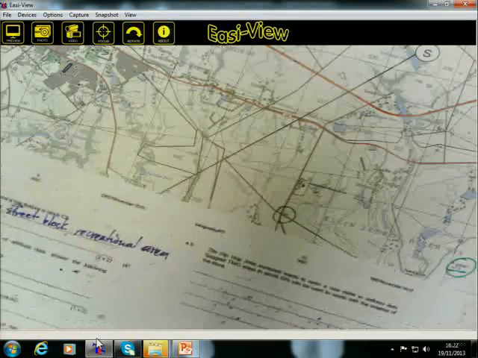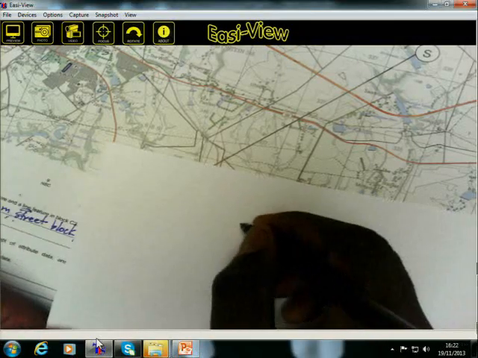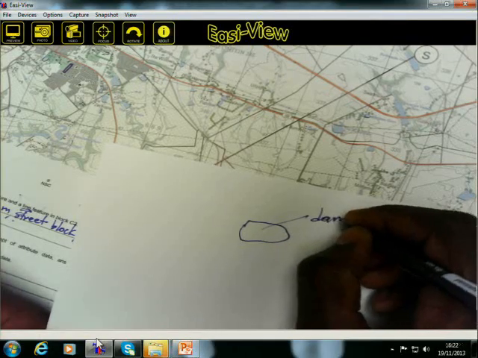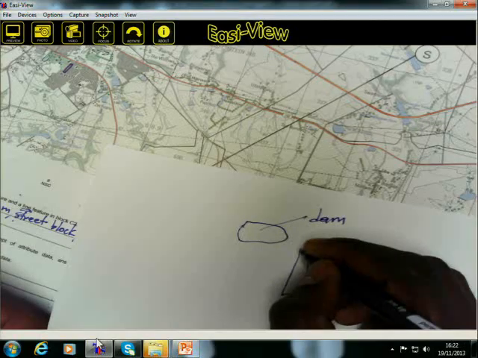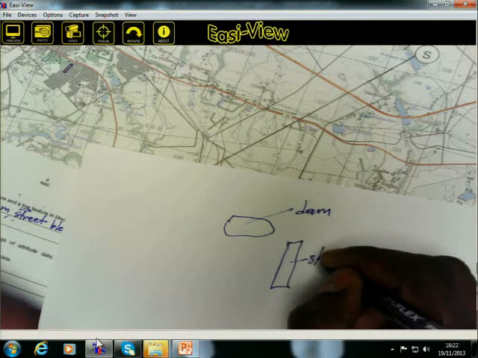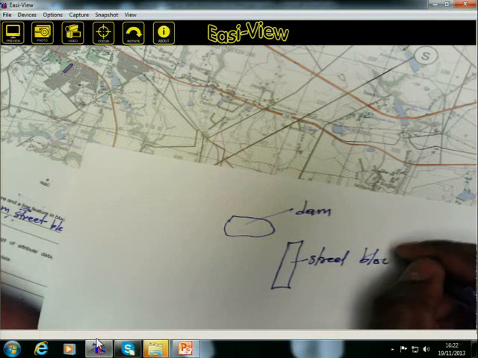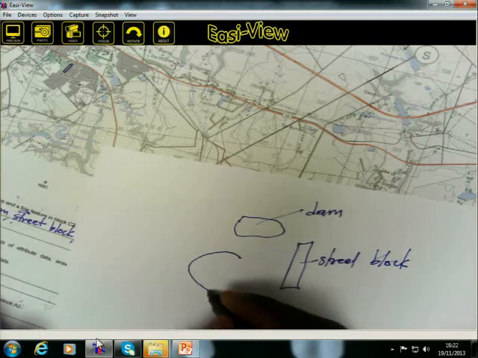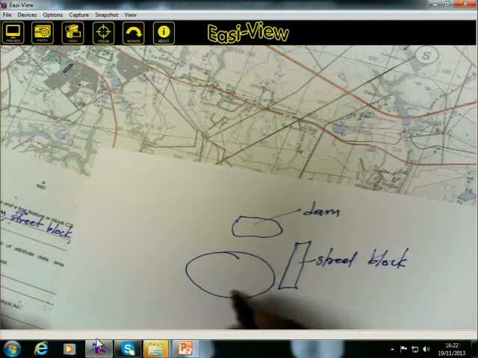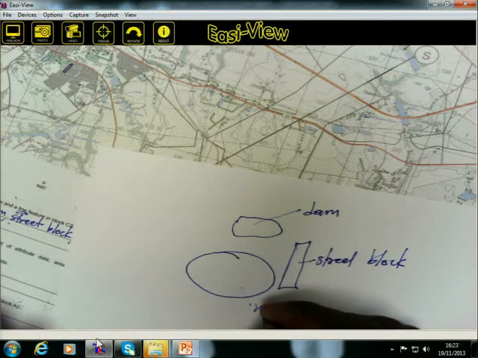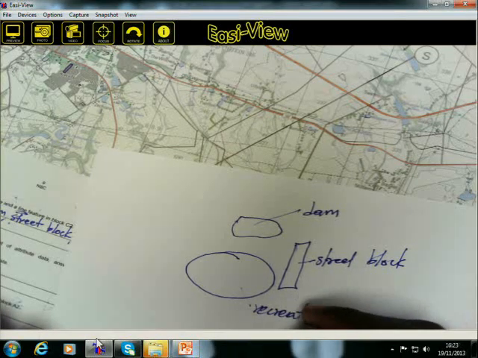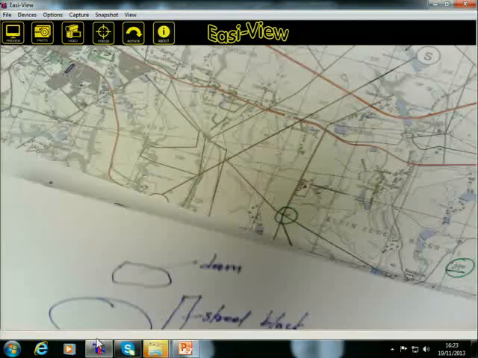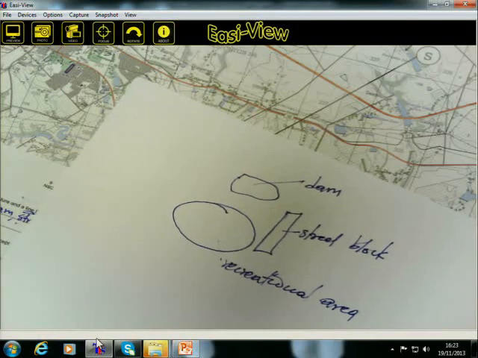All it needs is for you to identify your polygon. Where you've got polygons, it can be your dam in the form of a polygon. It can be a street block in the form of a polygon. If you know what a polygon is, then it can also be your recreational area, where you see something like a stadium or a golf course that is also enclosed to give you a recreational area. That will be about the polygon and your line.